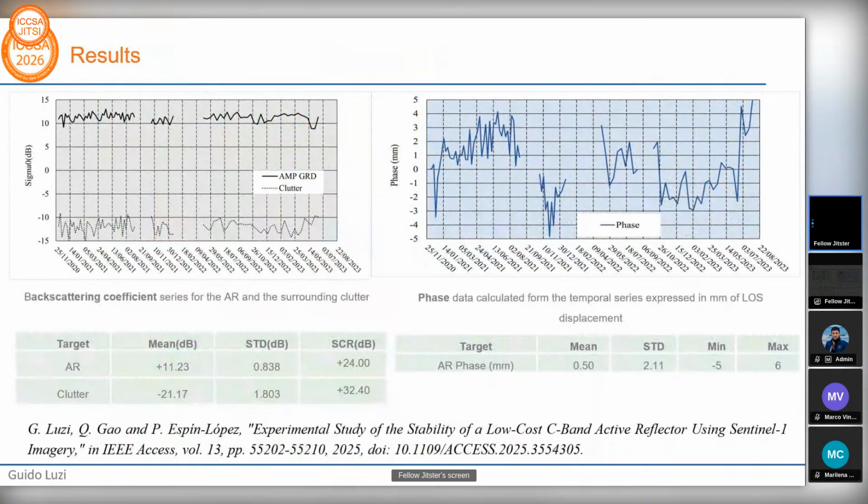The features of this observation. These are two plots. The amplitude sigma 0 is the typical backscattering coefficient, which is the parameter usually used for evaluating the amplitude of the radar signal. Here you can see the phase transformed in millimeters, according to the simple formula. And you can see that here we are talking about almost 3 years of time.